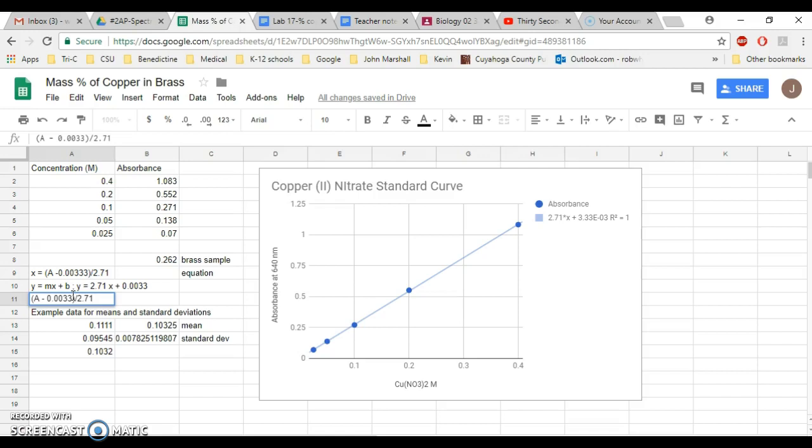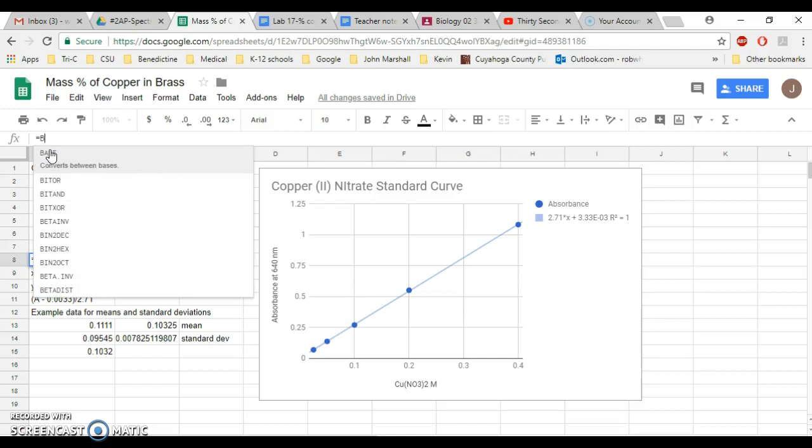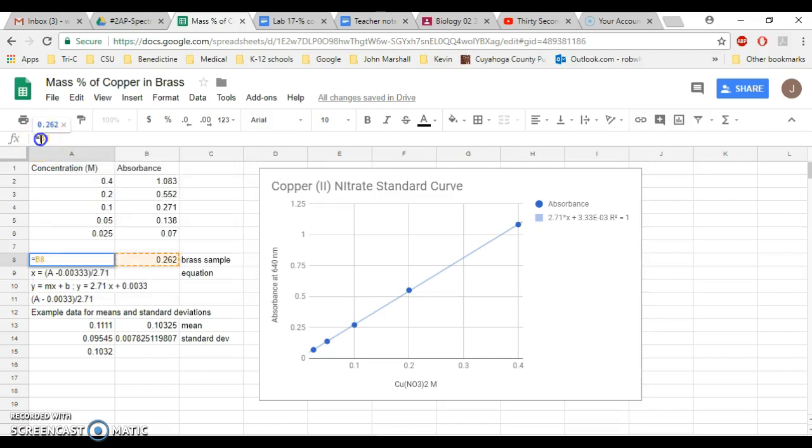So what I would like you to do here is put this up here. This is the equation I'm actually going to type up here. The way I do it is I just hit equals, and I want to select my absorbance that I've already typed in on the chart, so I'm going to put in B8. And then I'm going to put parentheses around it. Always use parentheses, it doesn't work if you don't, and subtract 0.0033 from it. And then I'm going to divide that whole thing by 2.71. And when you hit enter, it will calculate your concentration of your brass sample.